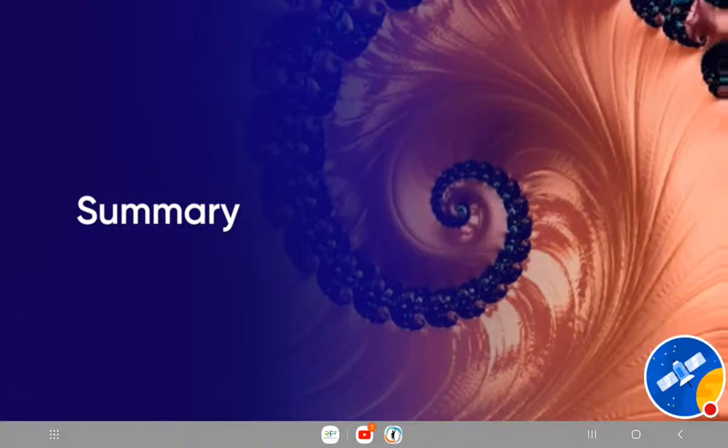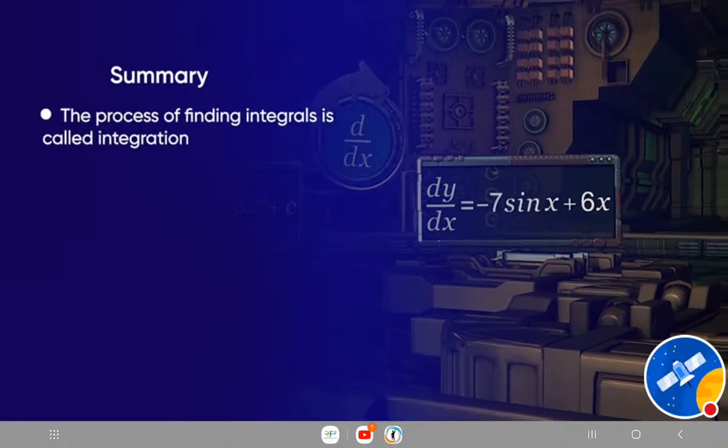To summarize, in this session, we have understood the concept of integration.